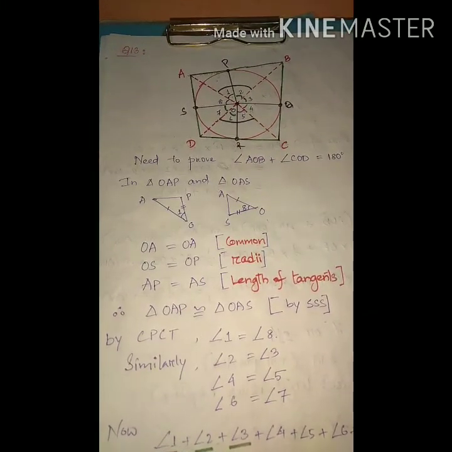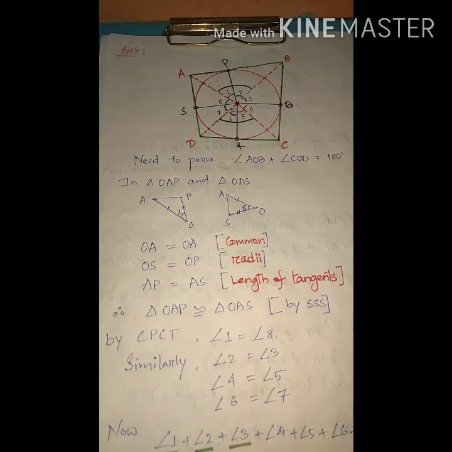After completing question number 12, now you see the next question, number 13. In question number 13, the question is given in this way: prove that the opposite sides of a quadrilateral circumscribing a circle subtend supplementary angles. So here supplementary angles is the main point. Supplementary angle means what? The sum of two angles must be 180 degrees.